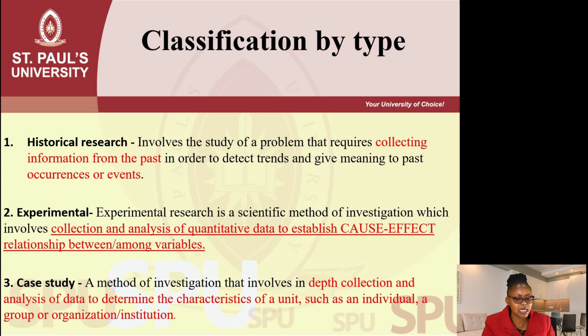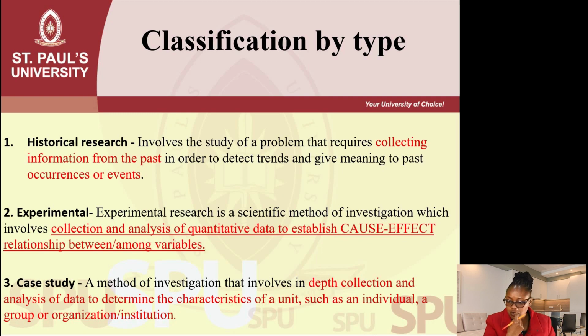Or it could be a company. Let's say there's an issue of fraud that has been occurring in the company. So the many researches that have been done in the past will help us to mitigate against those occurrences in future. So historical research is very important. Then number 2 is experimental research. You're saying that this is a scientific method of investigation which involves collection and analysis of quantitative data to establish cause-effect relationships amongst the variables. So this is another kind of research that is experimental in nature.